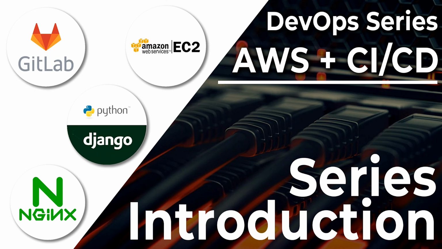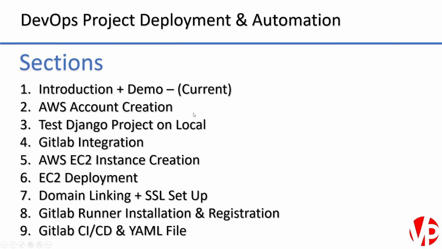So at the end of this video series, you will become a pro at handling any GitLab projects, automation and deployment together. You will get 9 to 10 videos in this video series. As you can see on my screen, you will get one separate video on all these topics. Our topic 1 is introduction and demo, which is our current video and the first video of this series.